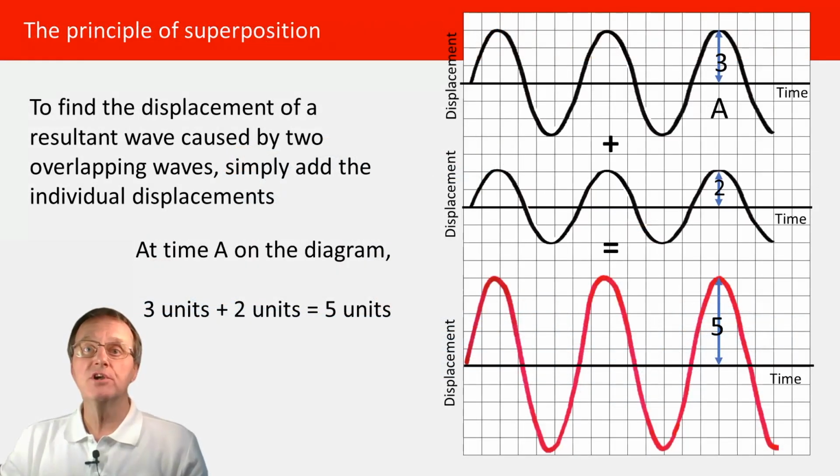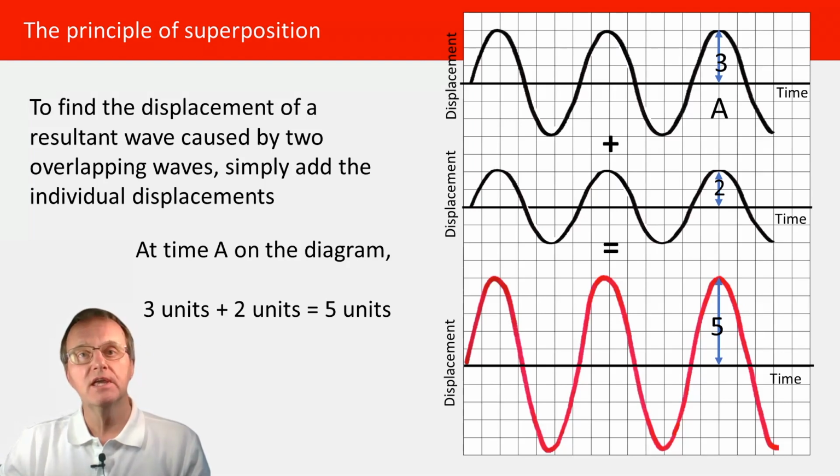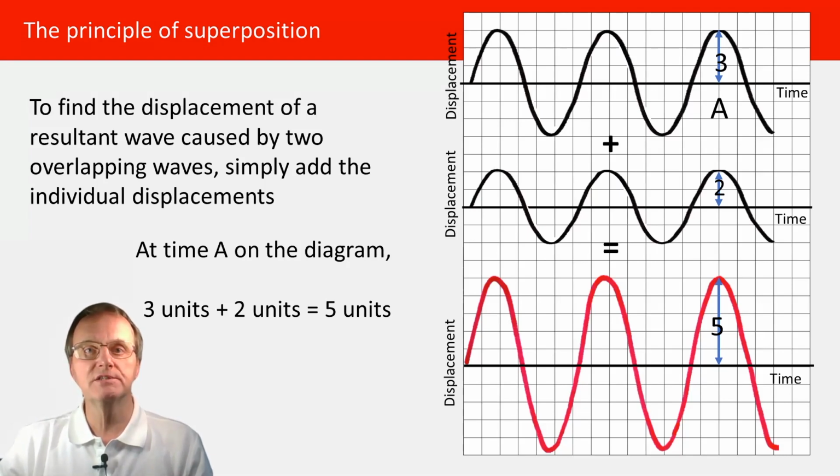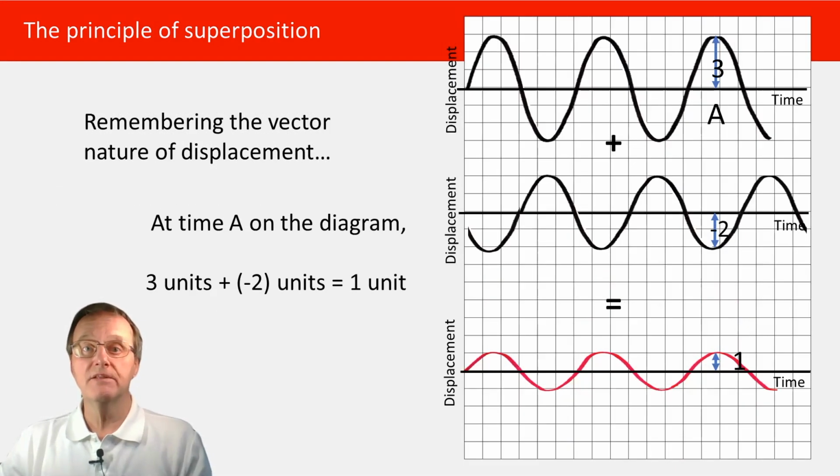To find the displacement of a resultant wave caused by two overlapping waves, simply add the individual displacements. Looking at time A on the diagram, we have 3 units plus 2 units equals 5 units. When waves are adding in this way, it seems logical enough, but it's important to remember the vector nature of displacement. So looking at time A this time, we have 3 units plus -2 units equals 1 unit. There is nothing special about time A. Look at any point along the horizontal axis and you will see how the waves add up.